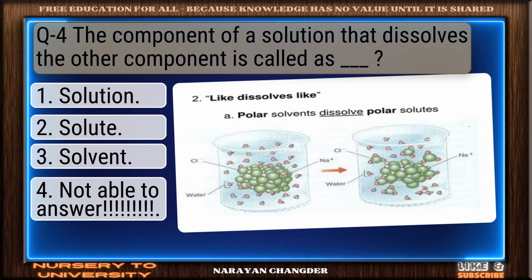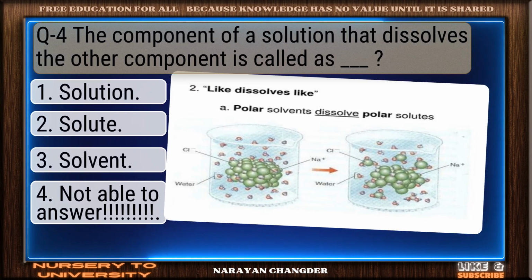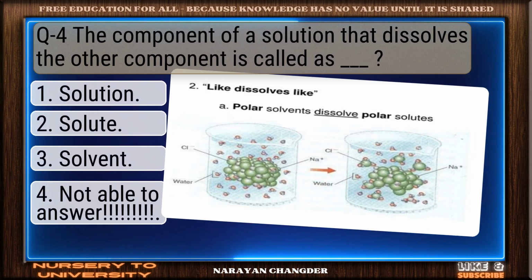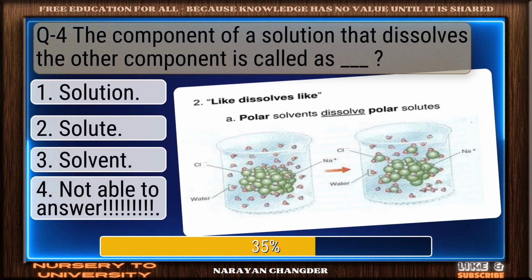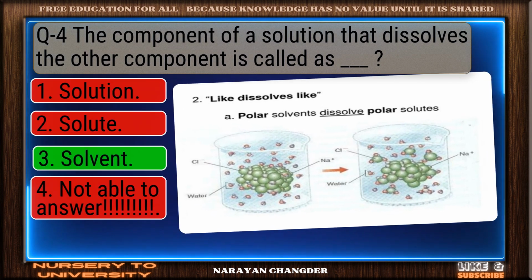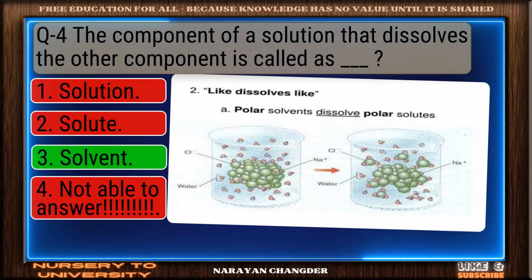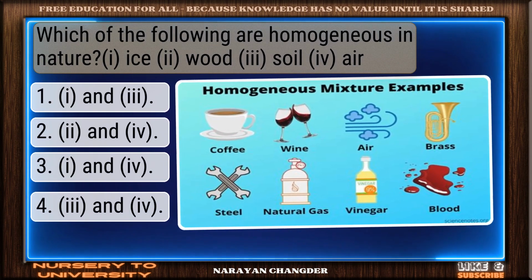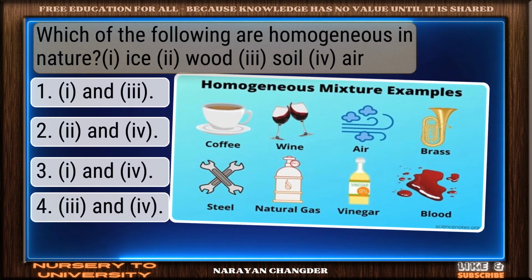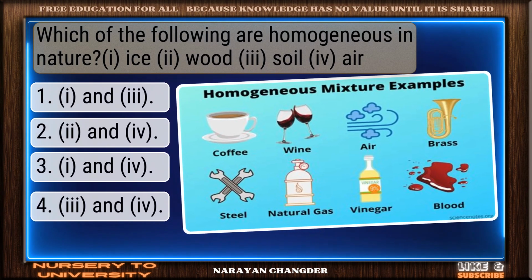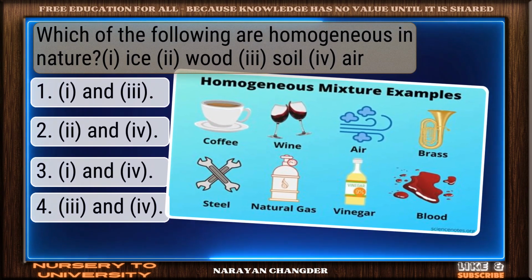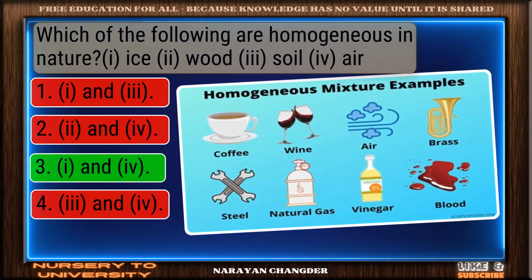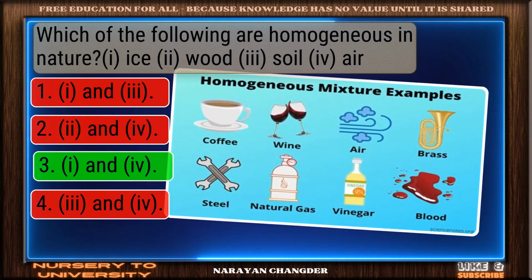Question number 62. The component of a solution that dissolves the other component is called as dash. Right choice. Solvent is the best answer. Question number 63. Which of the following are homogeneous in nature? Ice, wood, soil, air. Nicely done. Air is a solid answer.